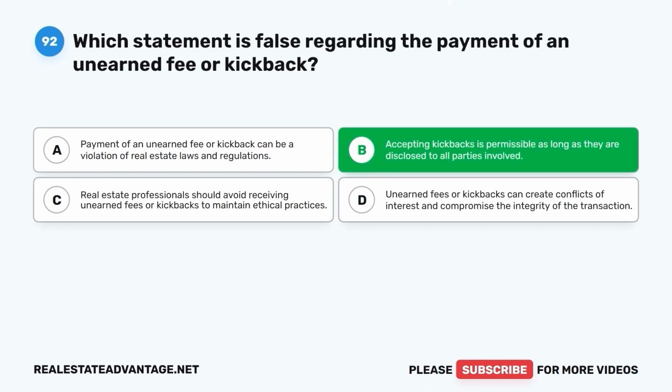The correct answer is B. Accepting kickbacks is permissible as long as they are disclosed to all parties involved.